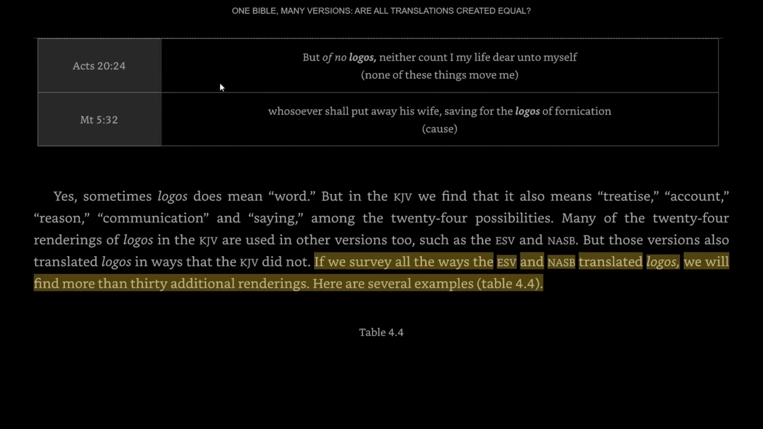Here's an expression in Acts 20:24 that's interesting. "But of no logos, neither count I my life dear unto myself." In the King James Version, it's "none of these things move me." And here's another interesting one he gives, Matthew 5:32. "Whosoever shall put away his wife, save for the logos," the word of fornication, doesn't make sense there, "save for the cause of fornication."